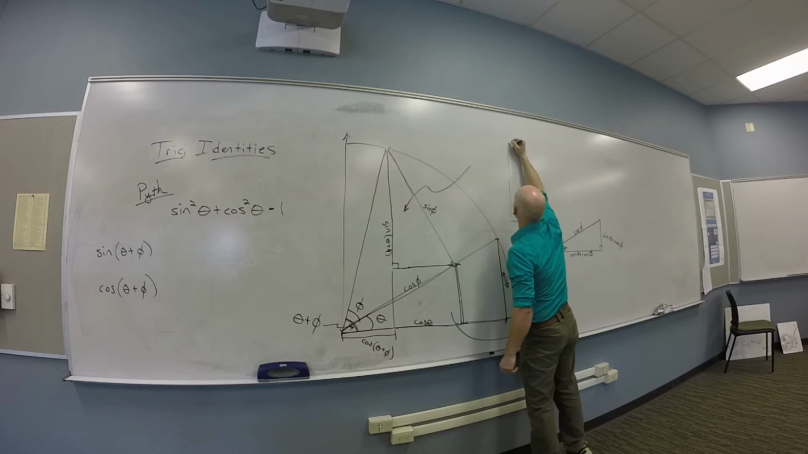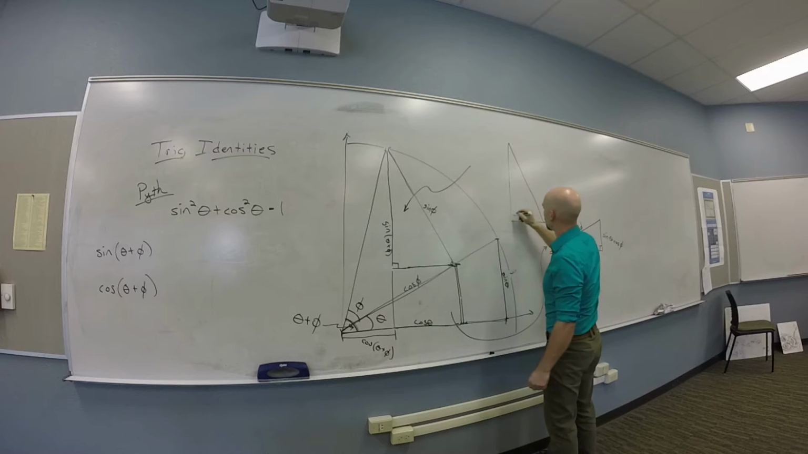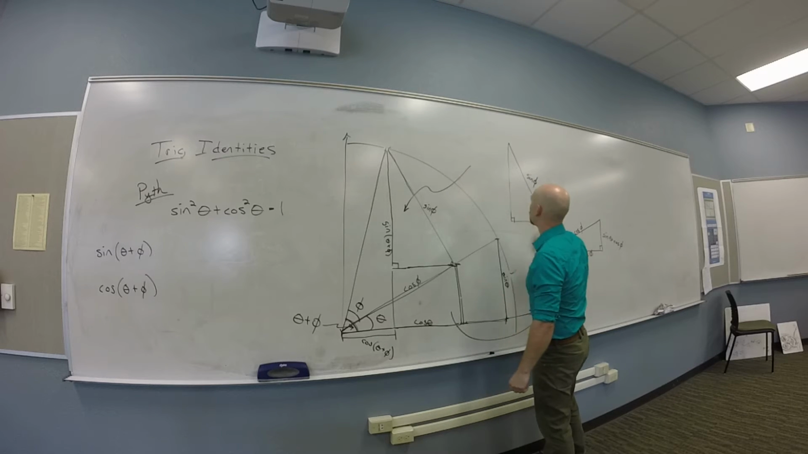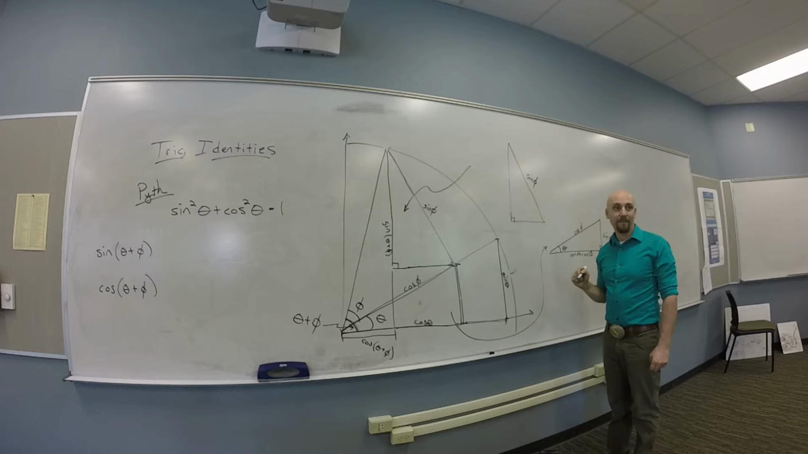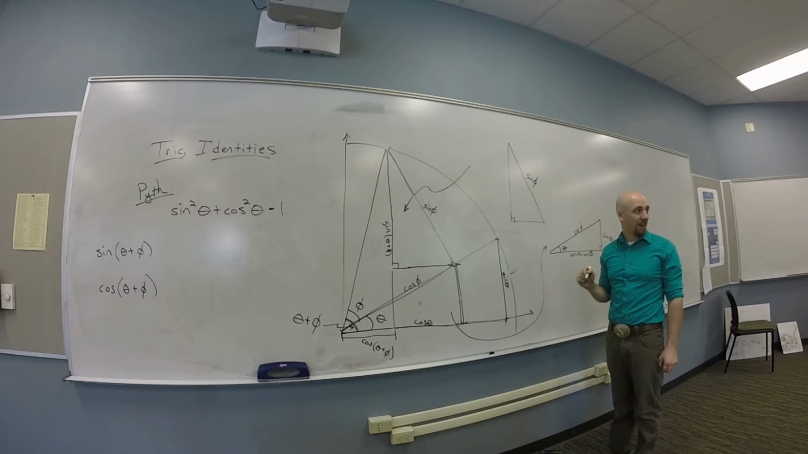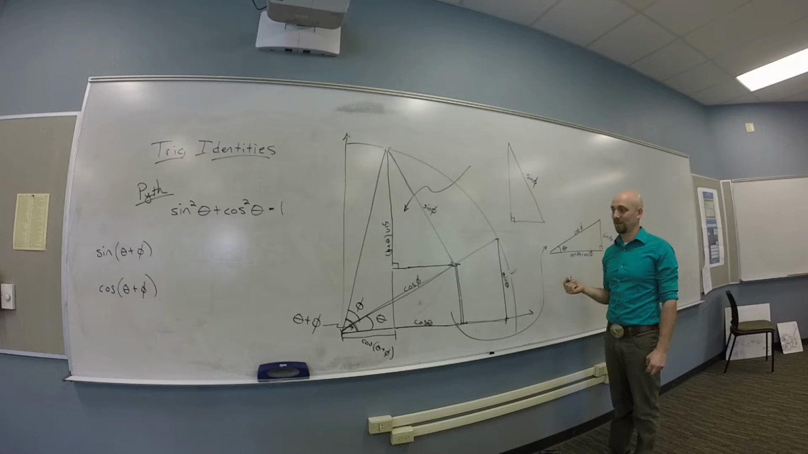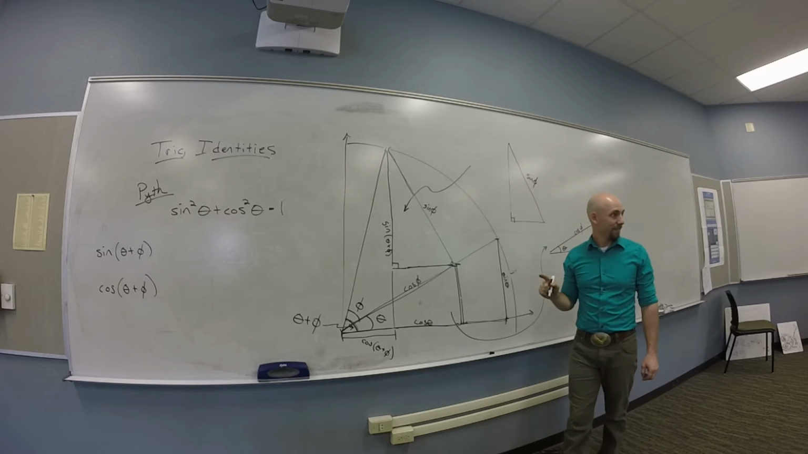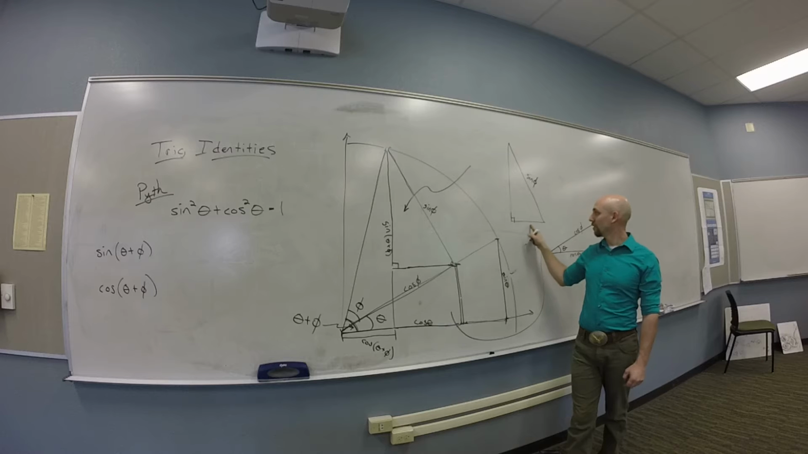And then I need to figure out what I know about it. We know the hypotenuse is sine of phi. Perfect. That's about it. I've got to find something about an angle in here though. You know that the long side is sine of theta plus phi. You know that the bottom is cosine of theta minus phi.